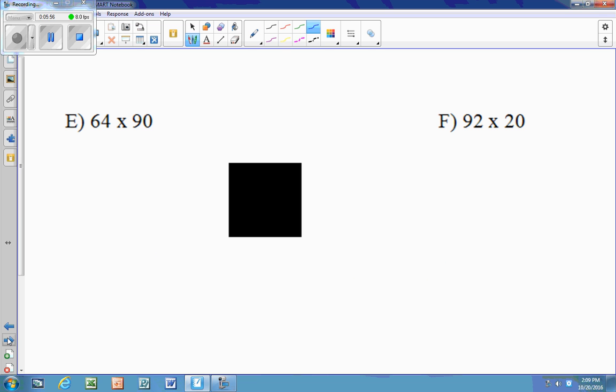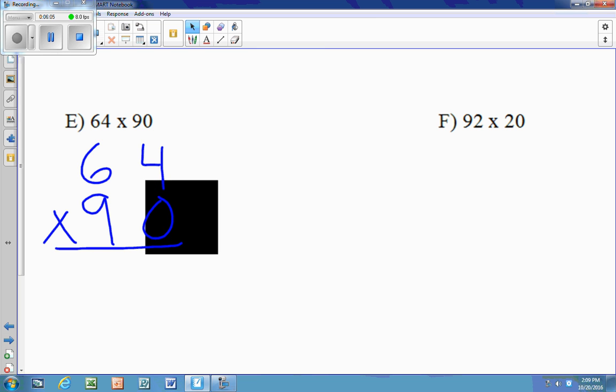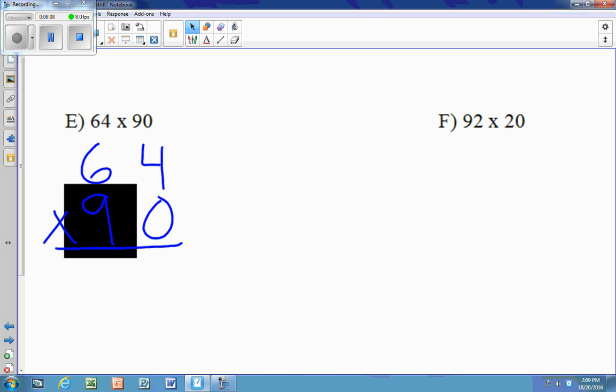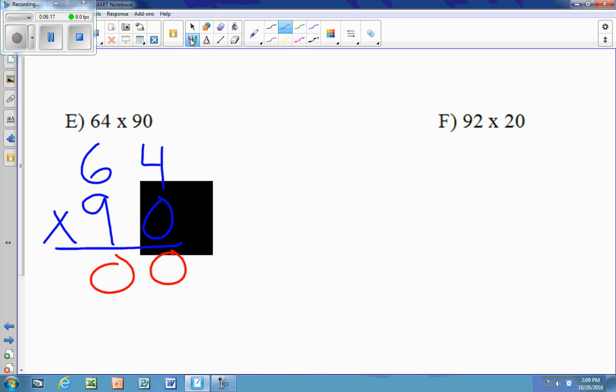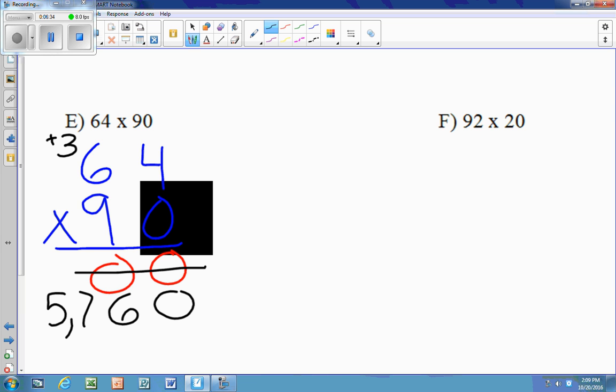So then we have 64 times 90. We're going to cover up the 9. If you notice, we have the 0 there. So we're going to end up with 0 and then 0. And now we're going to shift over our post-it note, and because it's in the tens place, we are going to have to put a 0 in the ones place. 9 times 4 is 36. We carry the 3. 9 times 6 is 54. Plus 3 is 57. And if you notice, these are all zeros up here, so that's your answer. And that is how we multiply 2-digit by 2-digit numbers.